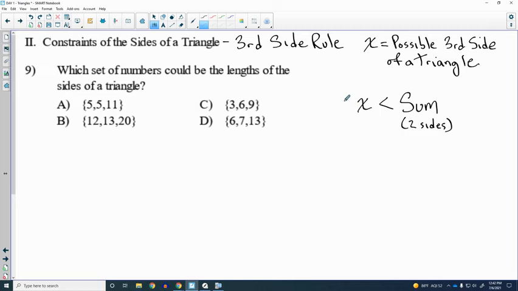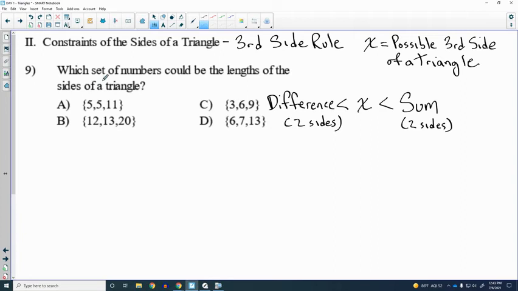Now, there's also a rule on the other side that says that third side has to be bigger than the difference, meaning subtraction, of those same 2 sides. So the third side rule, quite simply, even though a lot of people find this a little complicated, says that the third side of any triangle has to be less than the sum of the 2 that you have, but greater than the difference, not equal to either of those 2. It has to be less than and greater than, not equal to. All right, let's see how that would work in this problem.